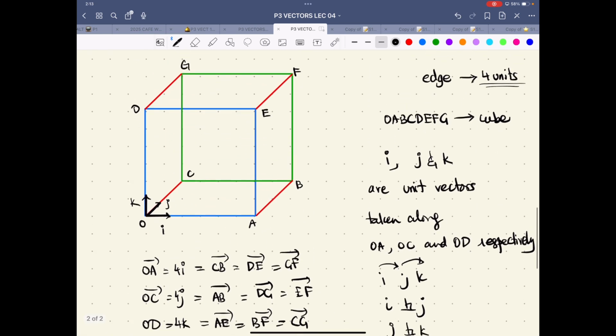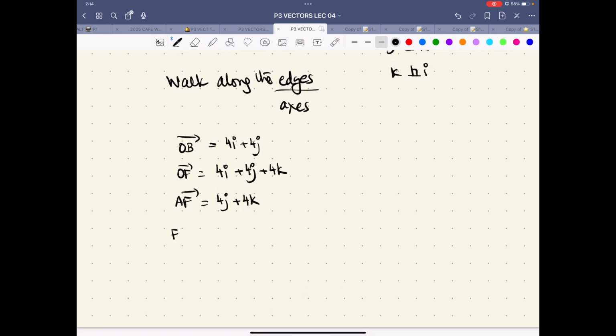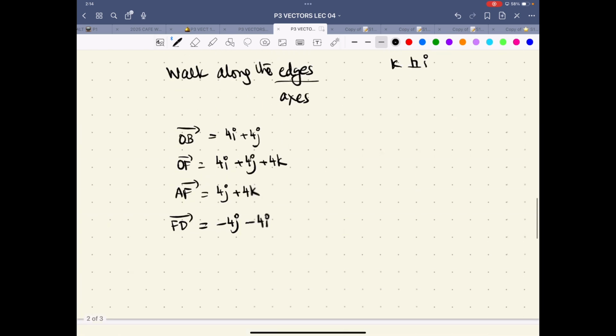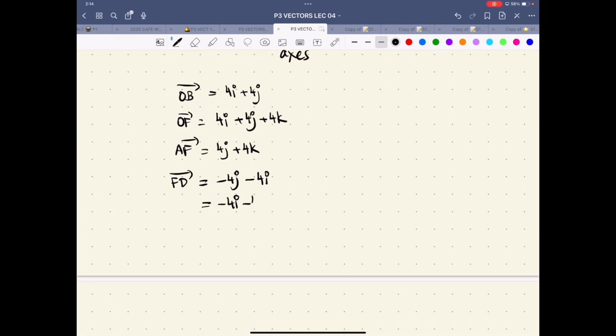Now what if I want to start from F and go till D? So this is going in this direction, that is negative 4j. And I'm going in this direction, that is negative 4i. So first of all, FD is negative 4j, negative 4i. But always make sure that you write in the proper order. So therefore, this is negative 4i, negative 4j, because naturally you have to write in the column vector form, that is negative 4, negative 4, and 0.